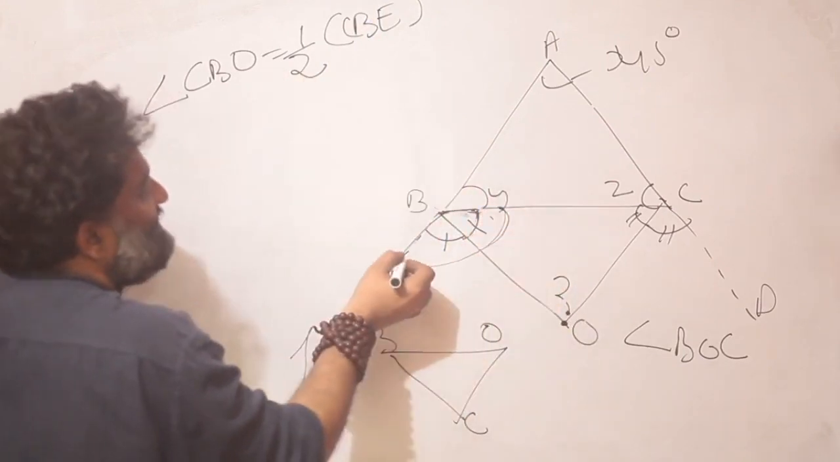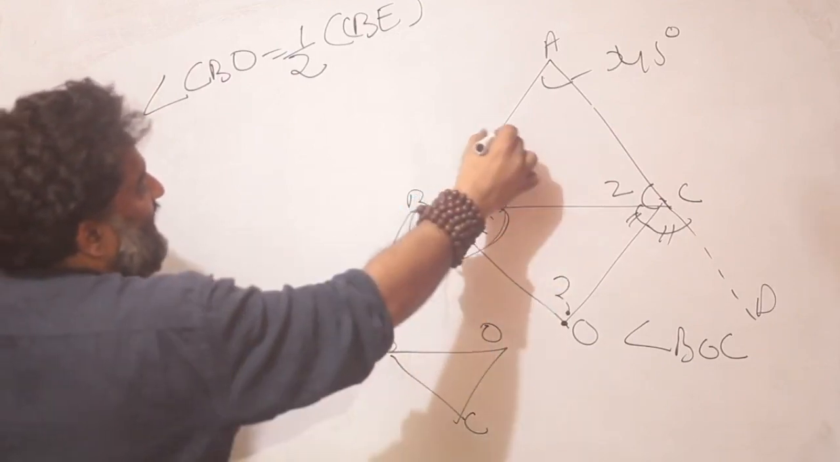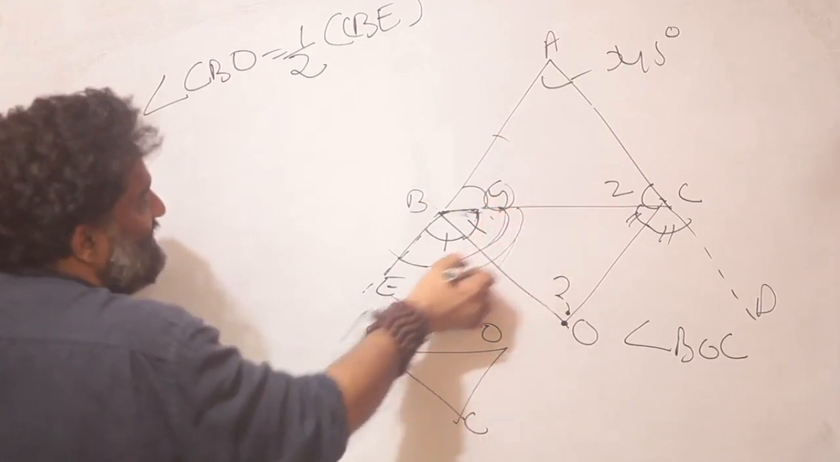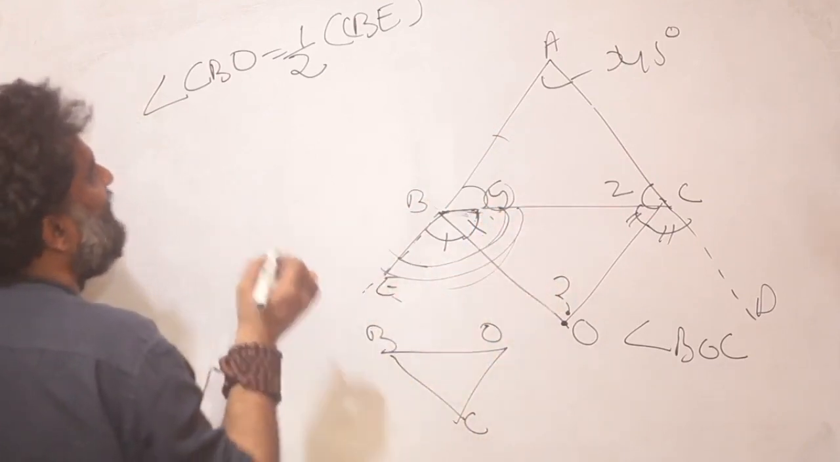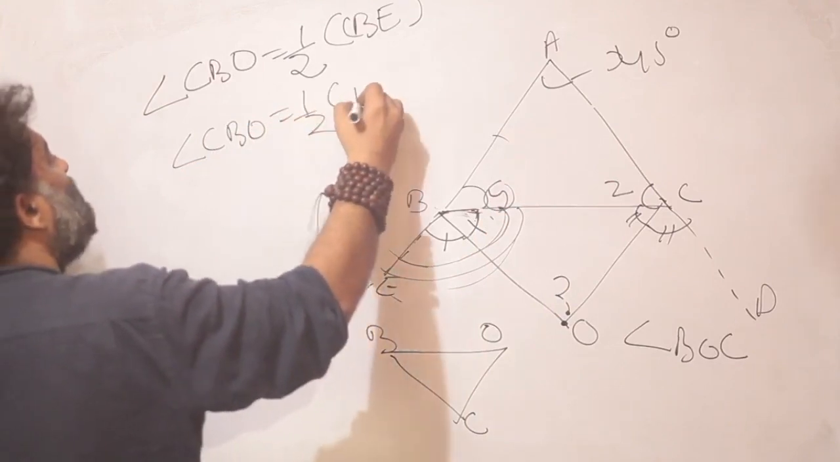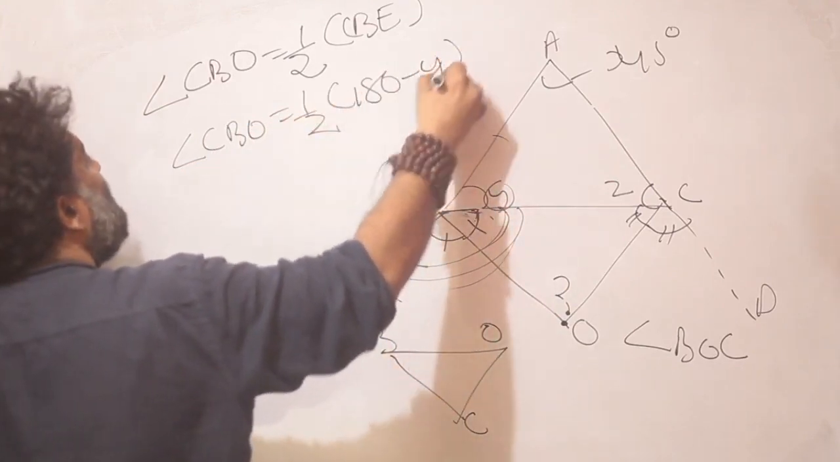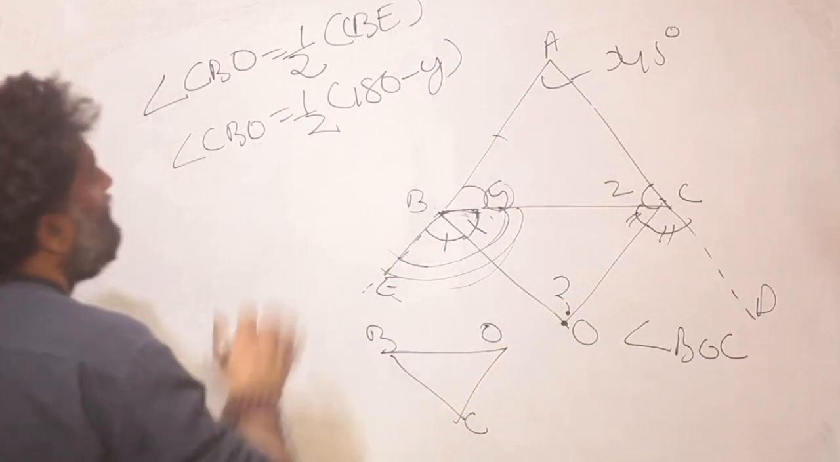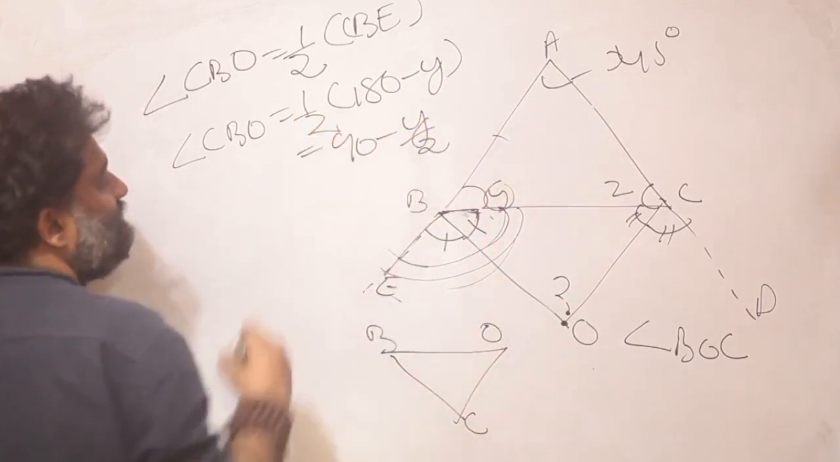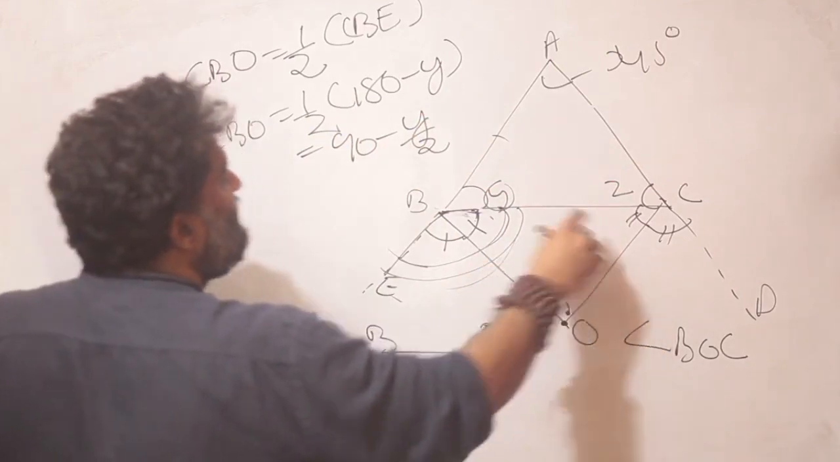Angle CBE itself was 180 minus y, because this whole thing is 180. This is y. So this angle CBE is going to be 180 minus y. Angle CBO is equal to half of 180 minus y. Keep this here. This will become 90 minus y by 2. Play with this story now.